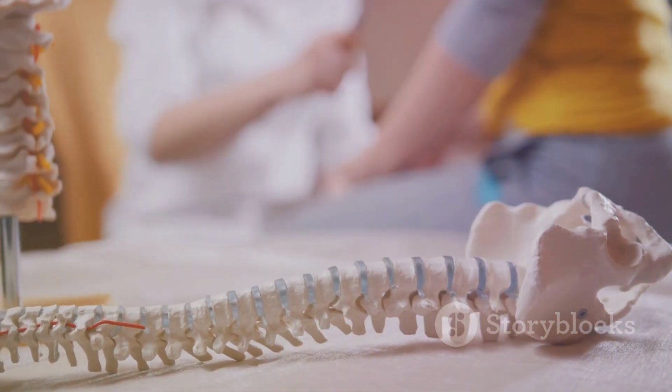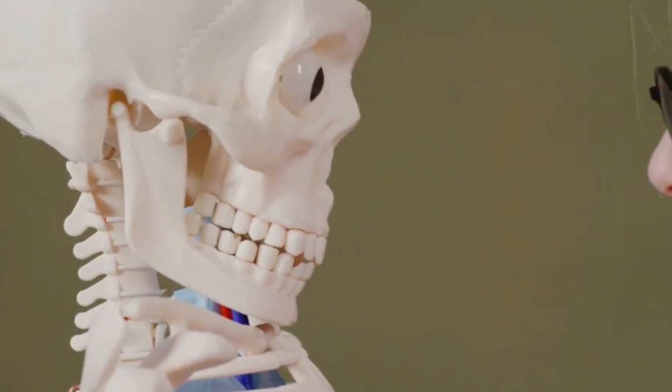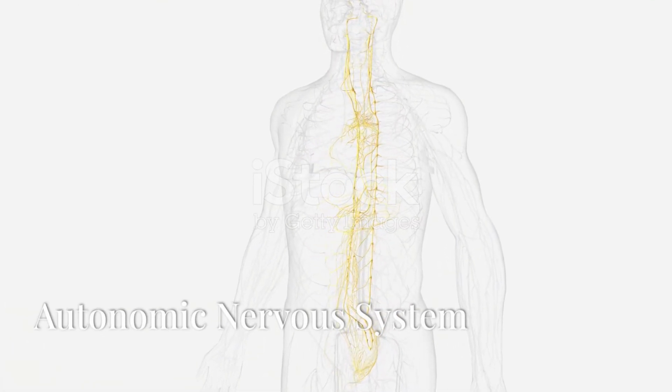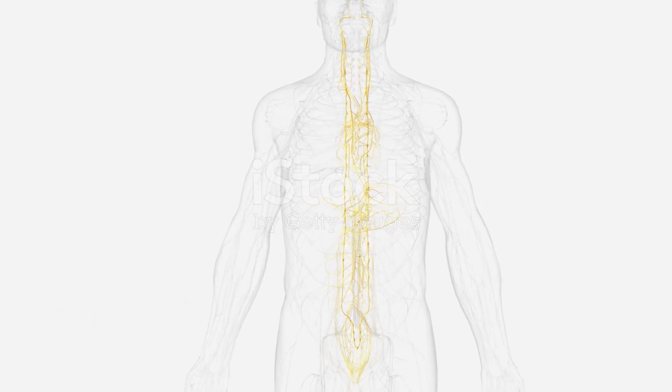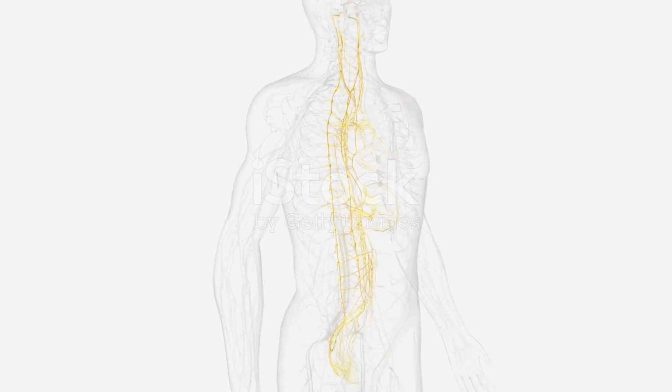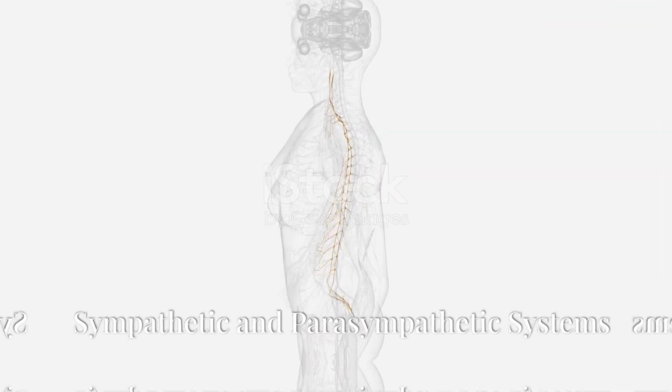The other broad division of the nervous system is the peripheral nervous system. It consists of the autonomic and somatic nervous systems. As we all know, the autonomic refers to autonomic functions of the sympathetic and parasympathetic nervous systems.